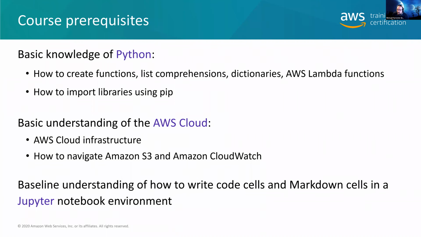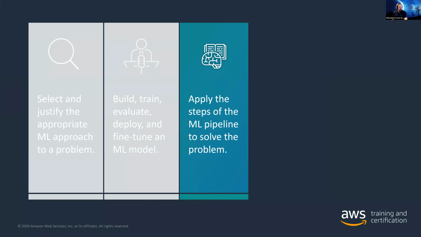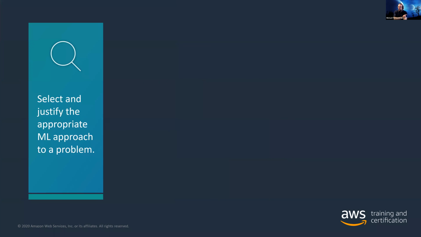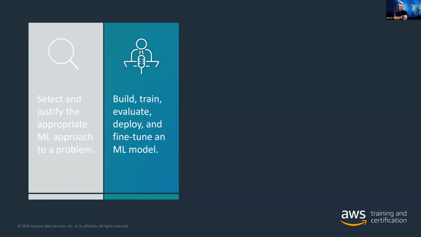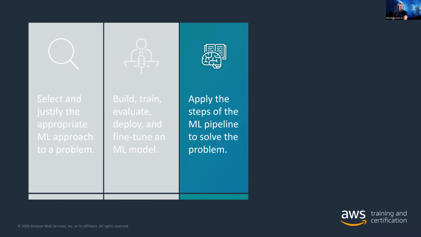Now, I want to be clear about something. The one thing I cannot give you back is your time. I can give you back your money, your refund, all that stuff. But just to jump ahead a little bit before we get into introductions, we're going to select and justify our ML approach. That's going to be primarily today. We're going to build, train, evaluate, deploy, and fine-tune an ML model. We're going to apply the steps of the ML pipeline to solve the problem.